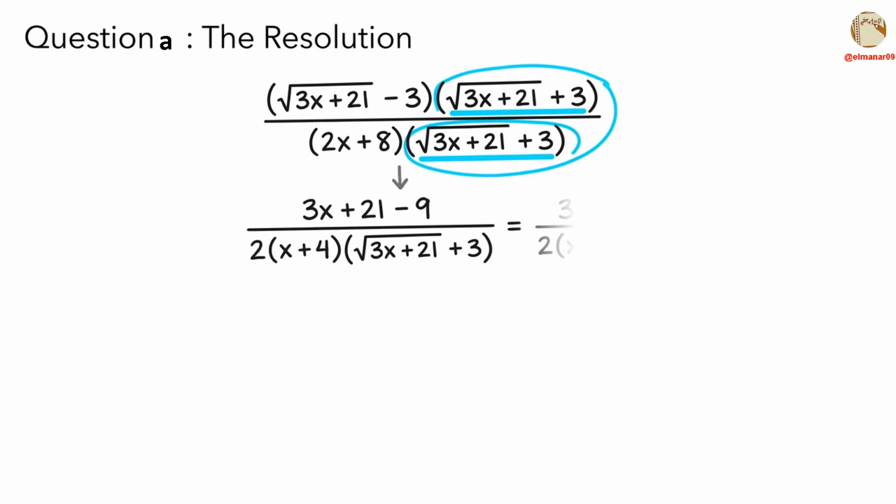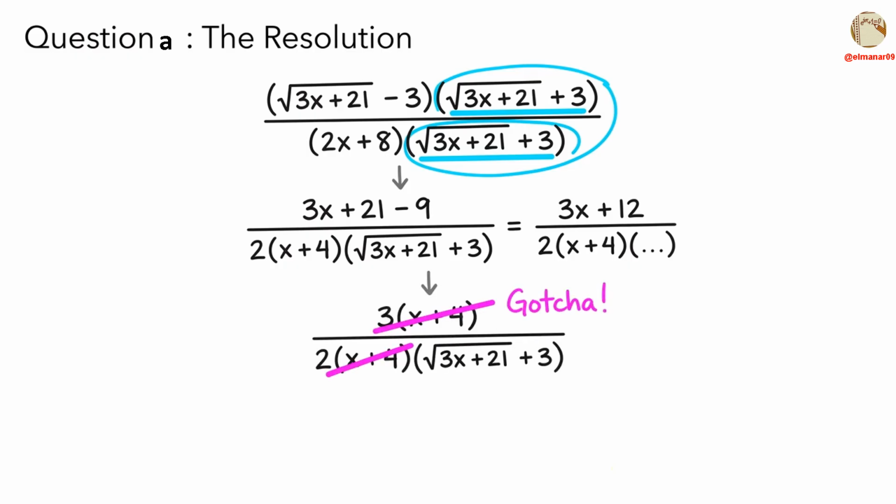Step 2. Simplify the numerator. The square root disappears, giving us 3x plus 21 minus 9, which equals 3x plus 12. Step 3. Factor everything. In the numerator, 3x plus 12 becomes 3 times x plus 4. In the denominator, 2x plus 8 becomes 2 times x plus 4.